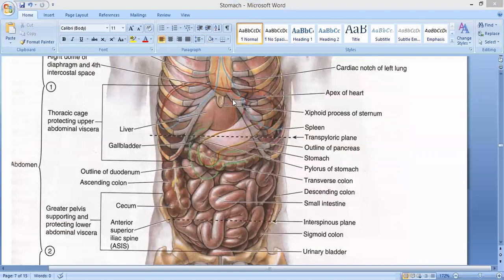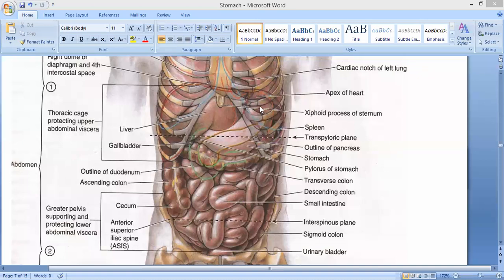In the anterior relations, first of all, we start from the abdominal wall. So we have got the anterior abdominal wall, right? Then this left costal margin, you can see. Anterior abdominal wall ke baad, left costal margin, and then this left lobe of the liver, right? Okay. Uske baad, inner aspect of the rib cage, inner aspect of these ribs.